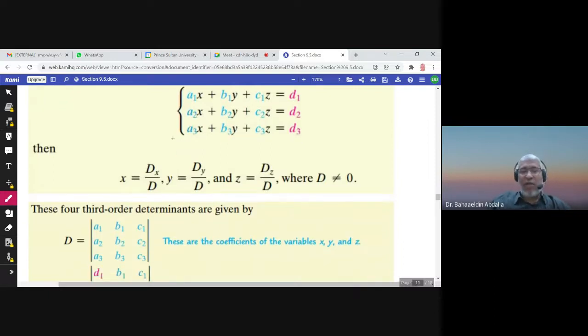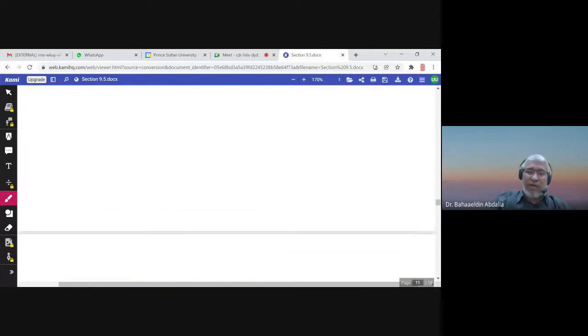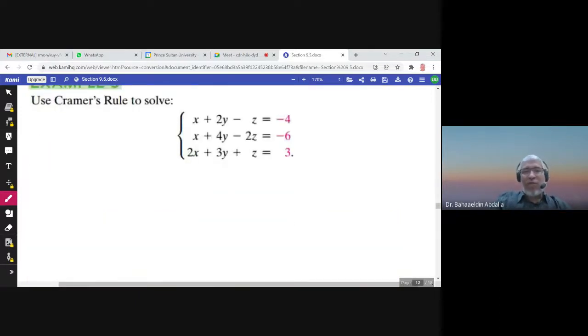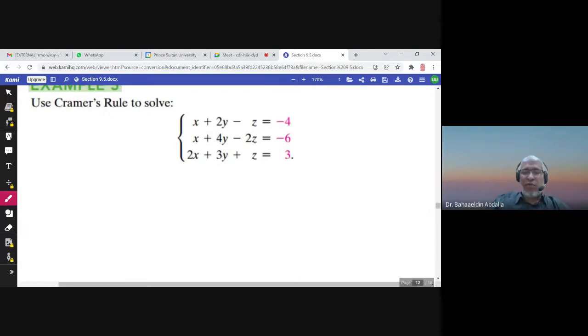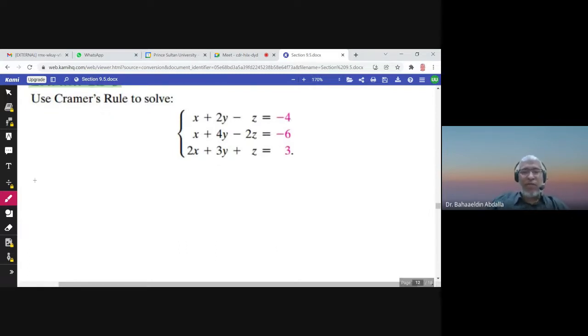So here we evaluate four 3 by 3 determinants to solve the system. So for example, to use Cramer's rule to solve this system, I need to find first the determinant D. And the determinant D is the determinant of the coefficients. So these are the coefficients of x, coefficients of y, coefficients of z. Let us evaluate this determinant.